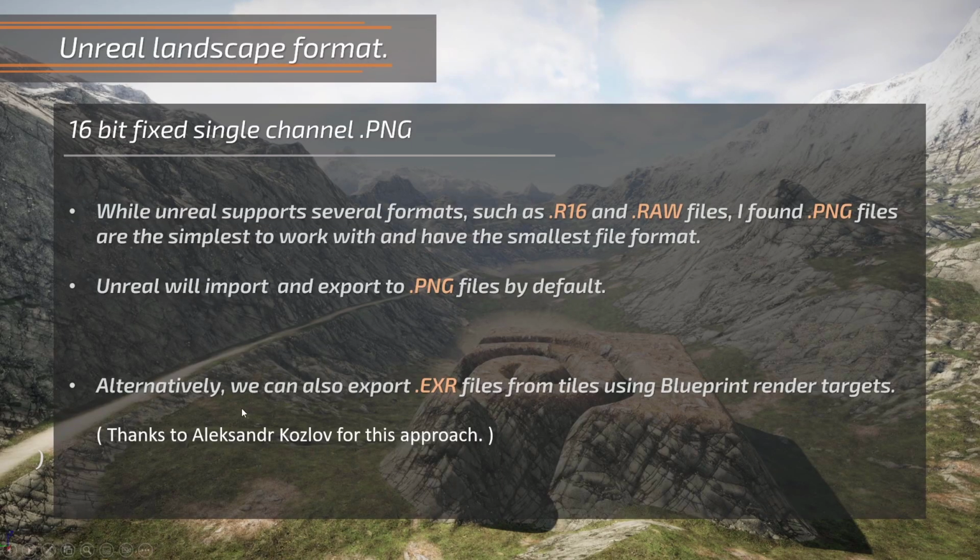Next, alternatively, we can also export out EXR files if we use Blueprint render targets. This is something that Alexander Kozlov pointed out to me when I was at EBC, in that these types of files are a different type of texture, and apparently these are the only ones that we can export from Blueprint. I tried to export PNGs and that doesn't seem to work properly, so EXRs are the only ones that seem to work. But these can be used with an Unreal Blueprint to extract out a landscape streaming proxy tile.